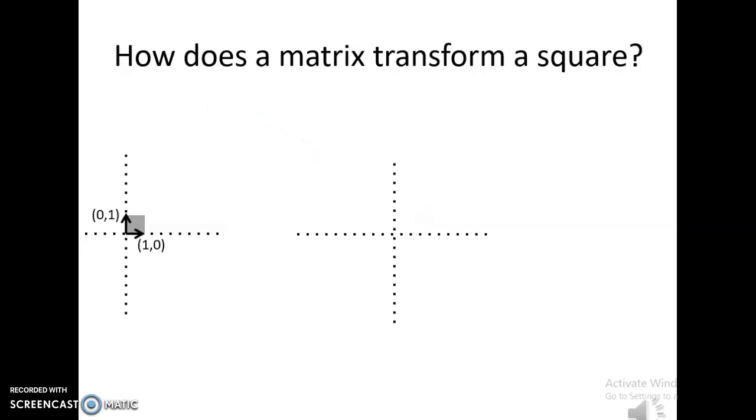How does a matrix transform a square? For example, take the unit square with corners at 0 and 1. Here x is 0, y is 1. Here x is 1, y is 0.